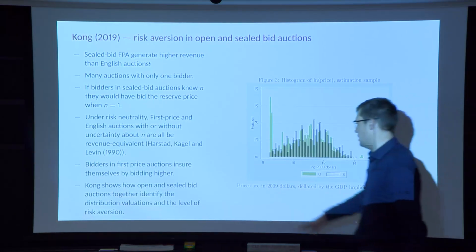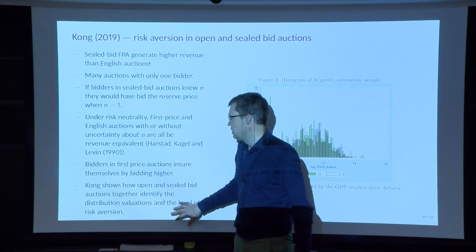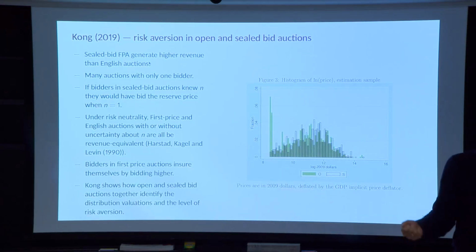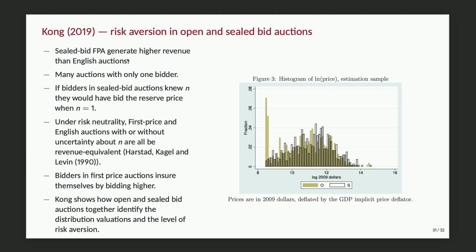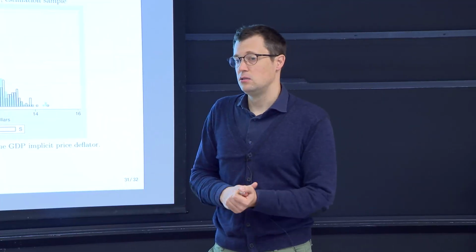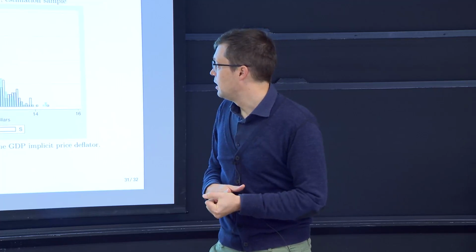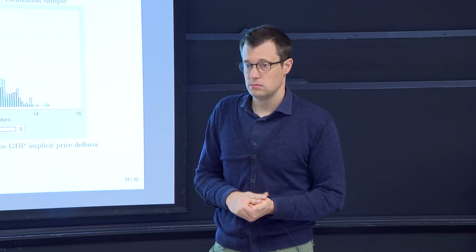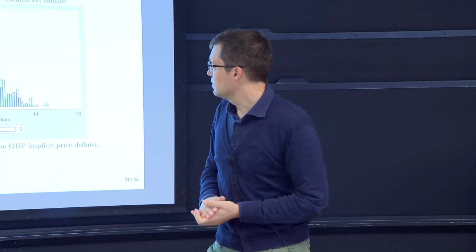And she then goes on to show that a model with risk aversion, where now you not just have to identify the underlying distribution of valuations, you also need to identify the level of risk aversion, right? And previously I said we're just identified in the standard case. So here she uses both the open bidding format and the sealed bidding format together to show that you can identify the distribution of valuations of bidders as well as the level of risk aversion. It's a nice paper that's in RAND.